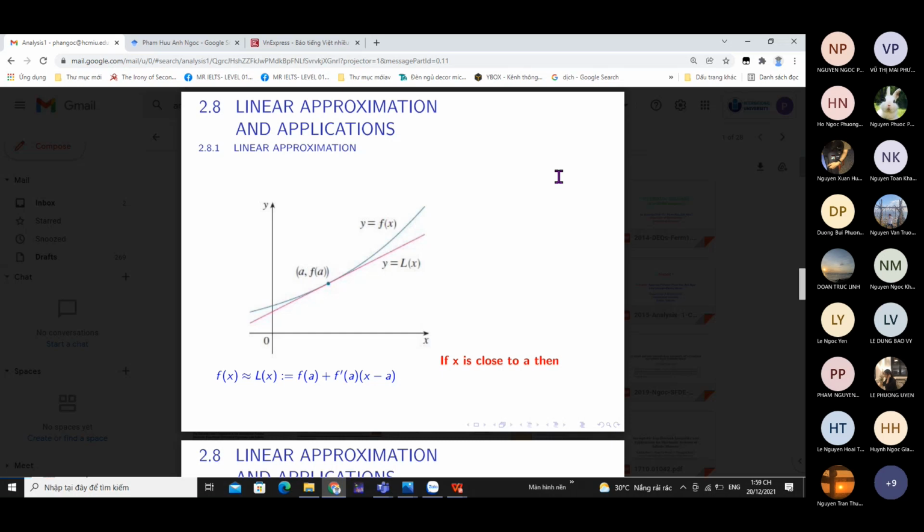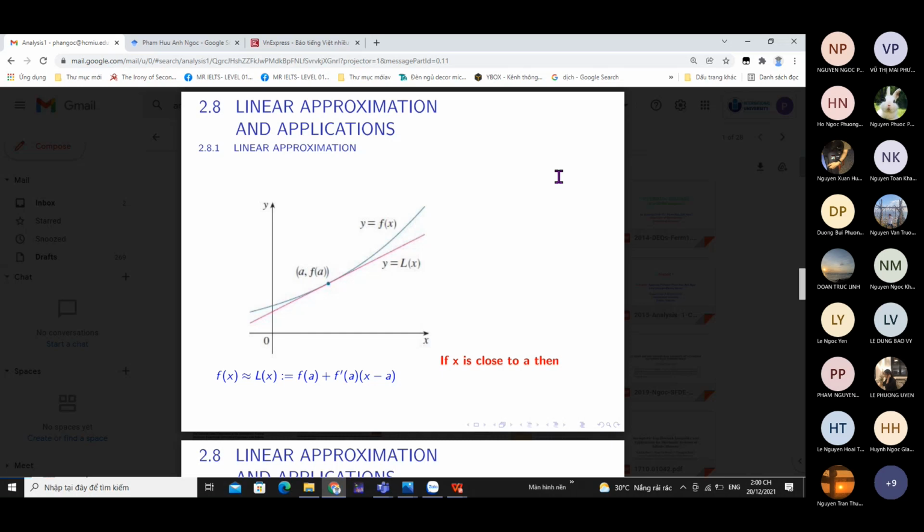What does it mean? It means when x is close to a, the value of f of x is very, very close to the values of the tangent line. And that's why here we use the equation of the tangent line at a, f of a as a linear approximation of the function f at the point a, f of a.